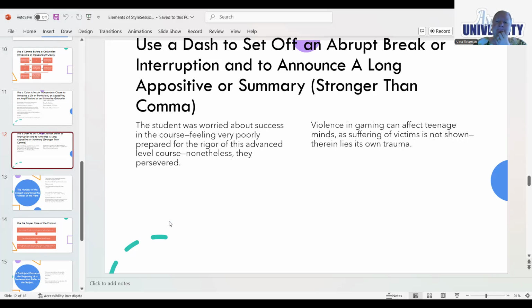shown. Therein lies its own trauma. So it's almost like a pause and think.